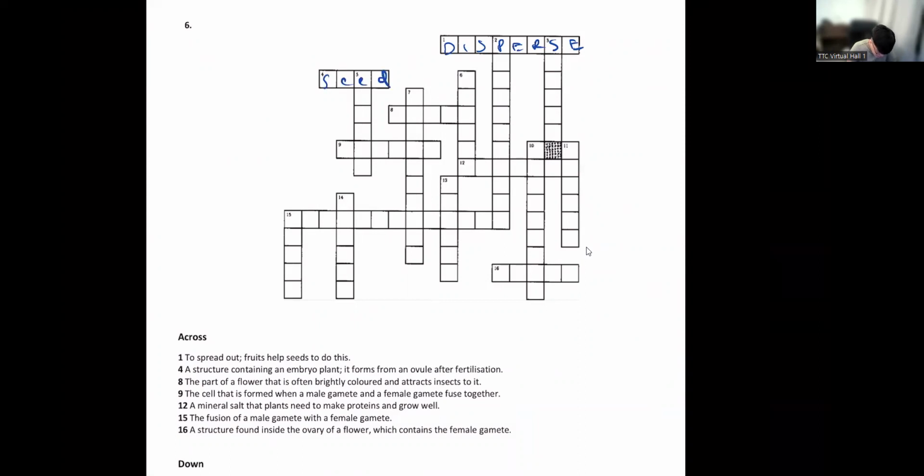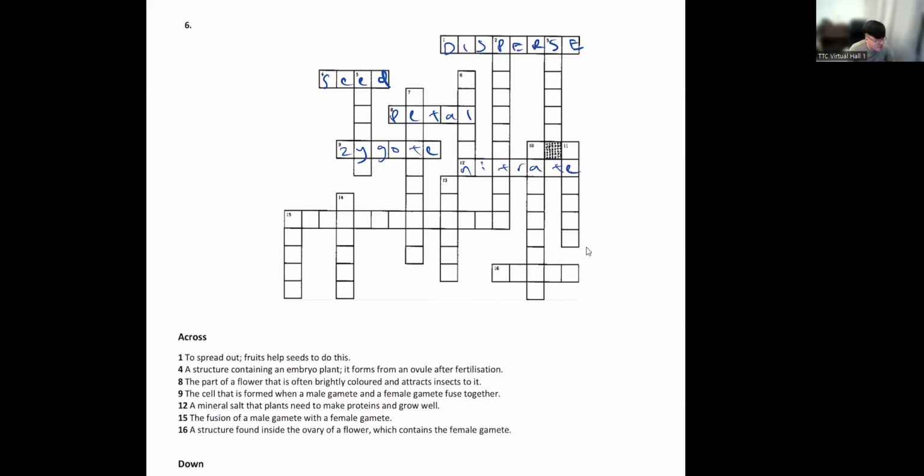So 8, the part of the flower that's often brightly colored. Well, this is your petals, petal. 9, the cell that is formed when a male gamete fused together. This is your zygote. And then 12, a mineral salt that plant needs to make protein. Like I said just now, this is your nitrate. Wow, this is actually fun.